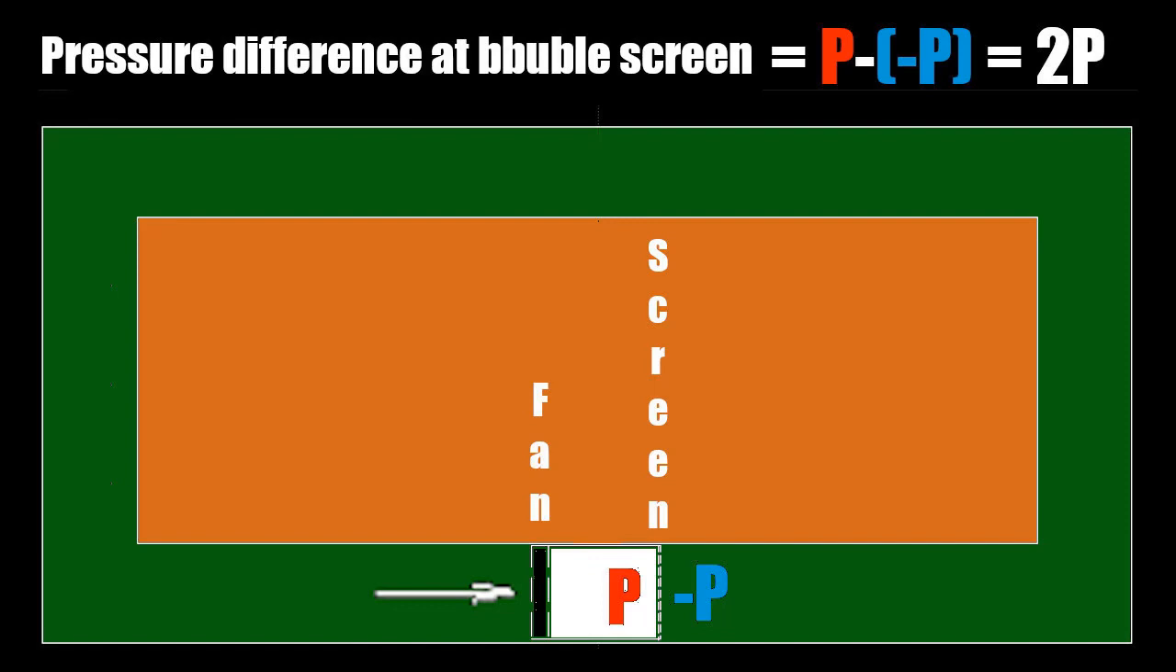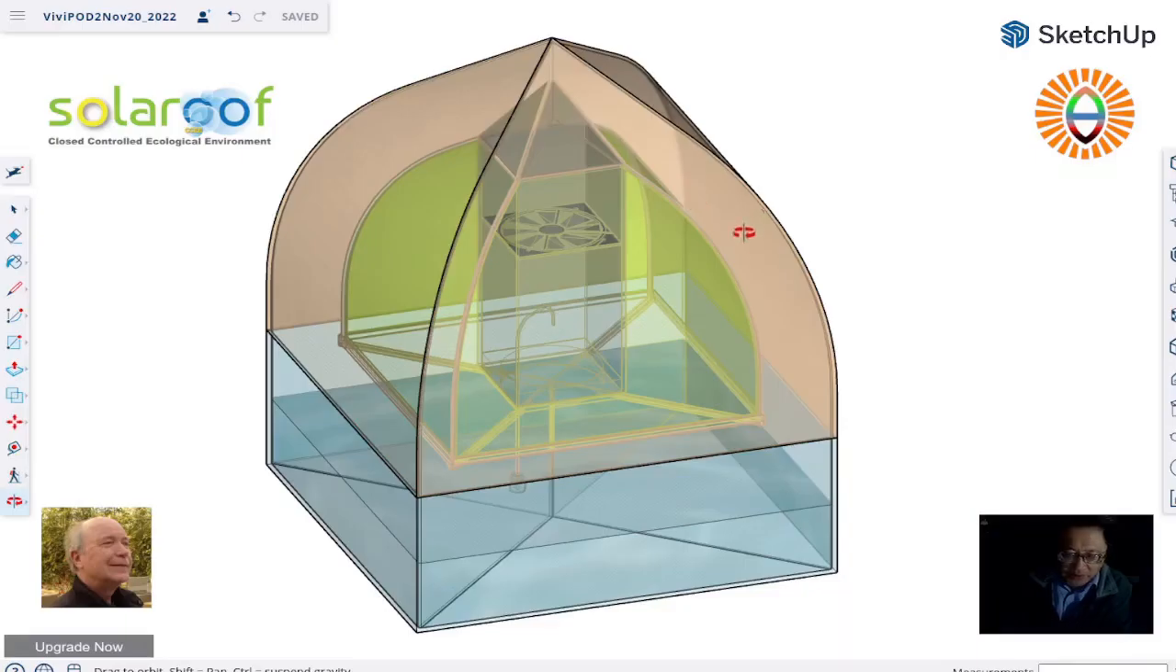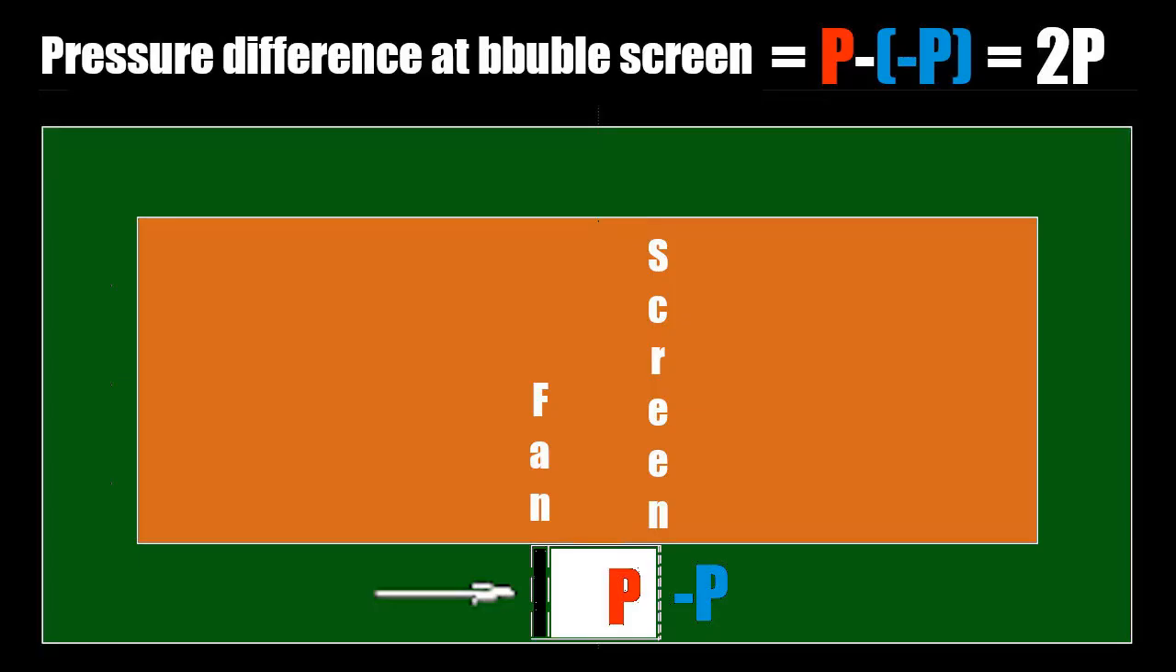So if the pressure inside the bubble generator is P, then the outside, the cavity, right? When I say outside, it doesn't really mean the outside of this model. It's the outside of the bubble generator. Basically this area, this cavity, that's minus P, because we simply borrow air from that section. This is critical, right? That's why you have to make a model like this to truly understand what I'm talking about.